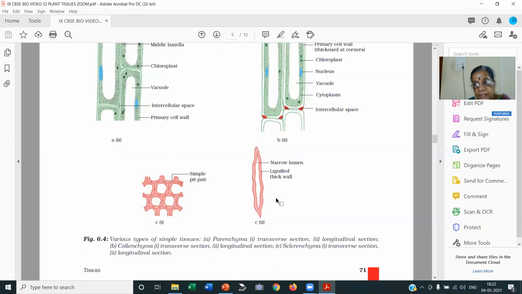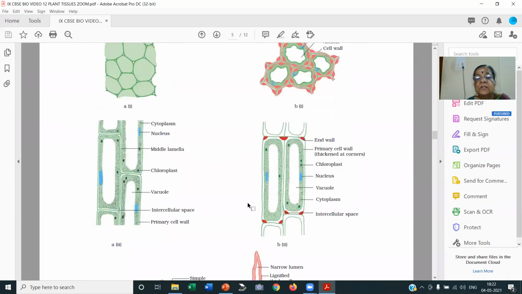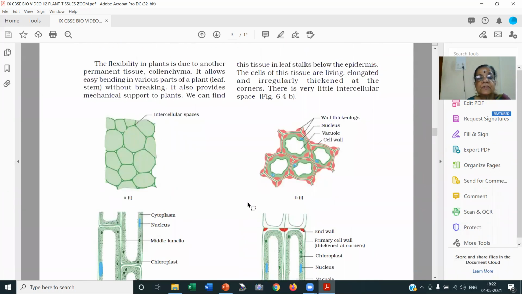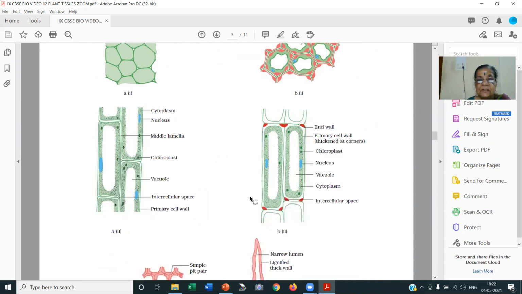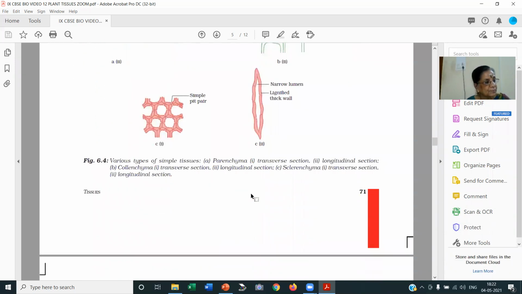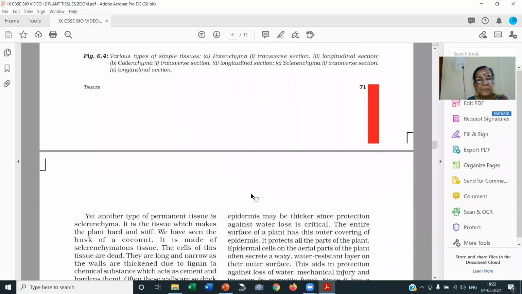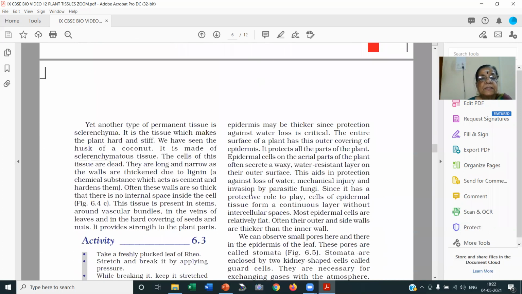Sclerenchyma is of two types: sclereids and fibers. I hope you understand. So now these sclereids and fibers, one minute, see here, sclereids and fibers, next page. You can find another type of permanent tissue, sclerenchyma. It is a tissue which makes the plant hard and stiff.